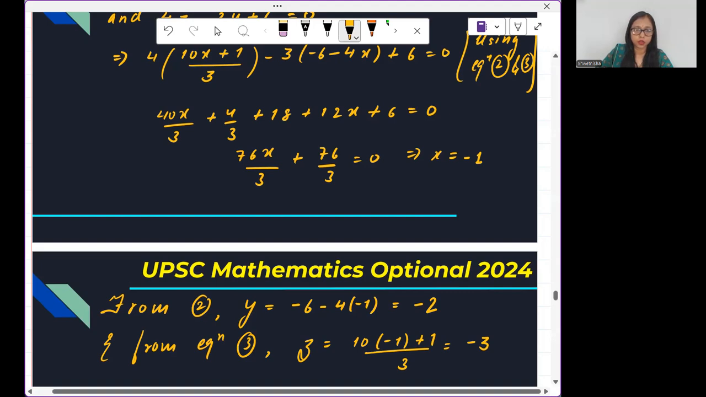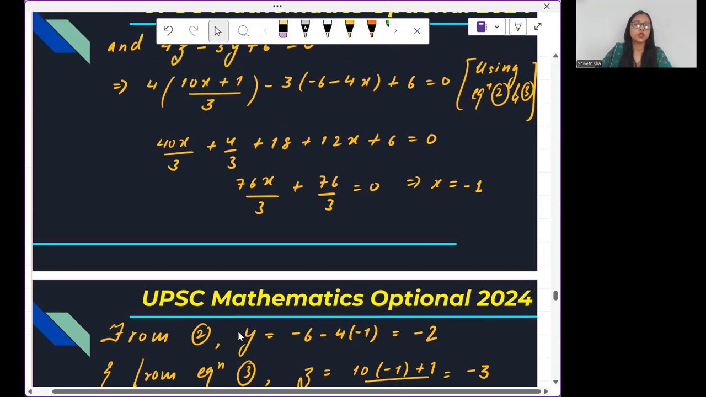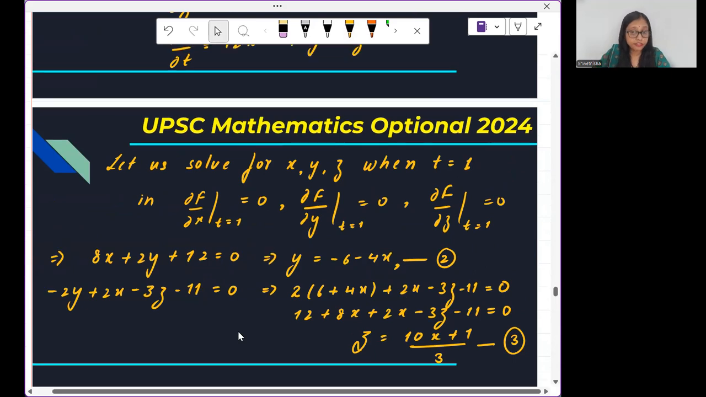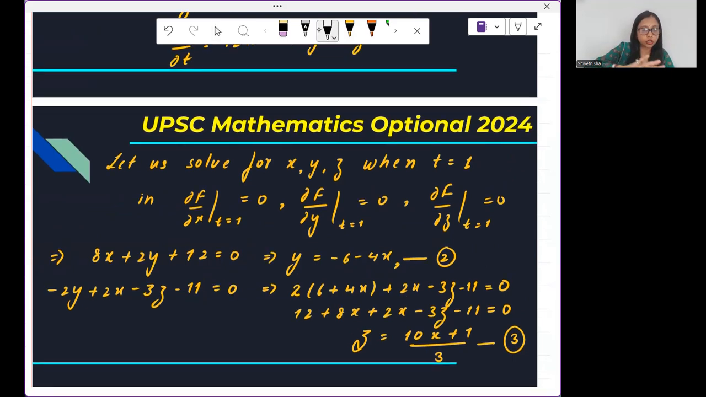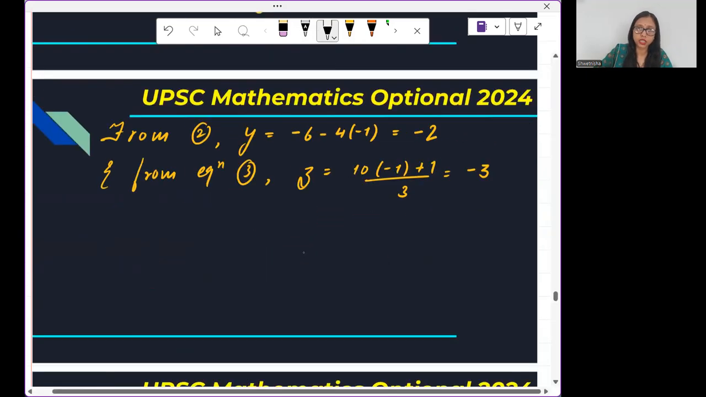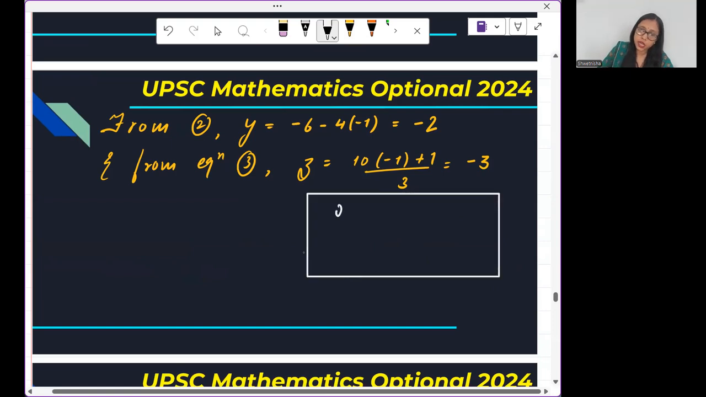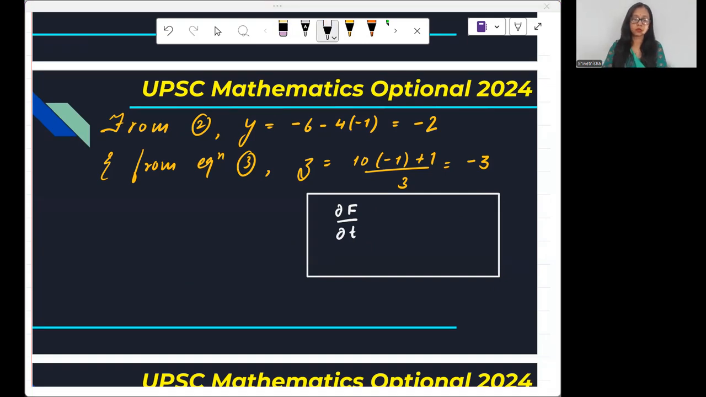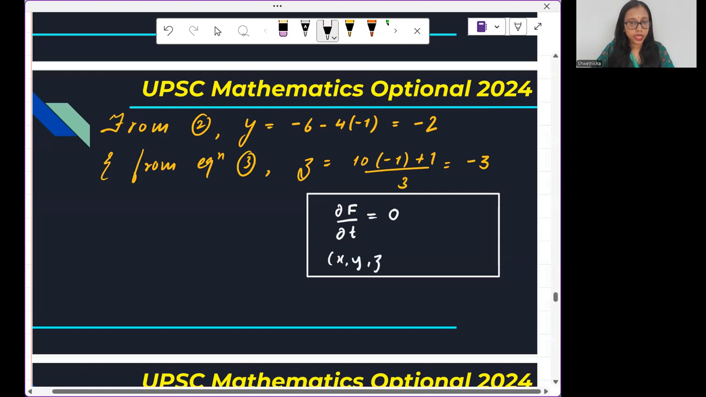Now, note that these values of x, y, and z, this is irrelevant for the question, we don't have to do this part, but I'm telling you anyways that if these values are satisfying del f by del t equation equals to 0, if this equation is satisfied by your value of x, y, and z and 1, so if it is equals to 0 at -1, -2, and -3, comma 1, then it represents a cone.